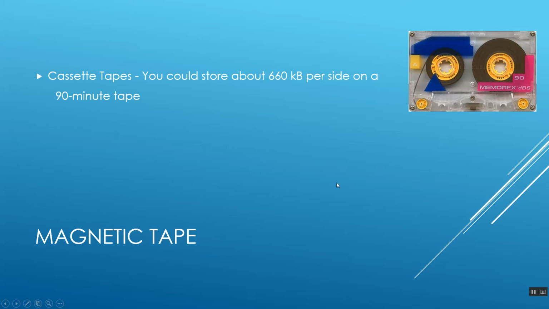Now, cassette tape can store about 660 kilobytes of information on each side, a 90-minute tape. This is one of the reasons I gave you a little primer about sizes, so you can have a rough idea about what that means. So 660 kilobytes, that's a fair bit of letters. You'd have to write quite a few papers to equal that. But still, this is all audio data that's stored.